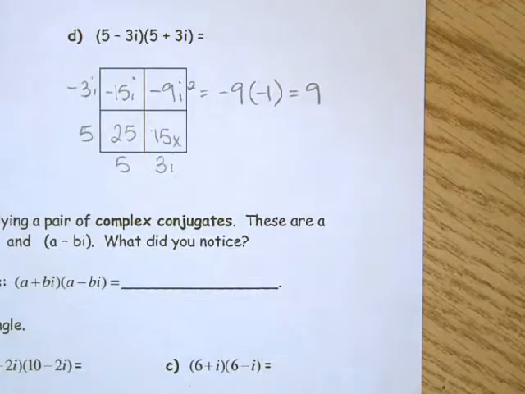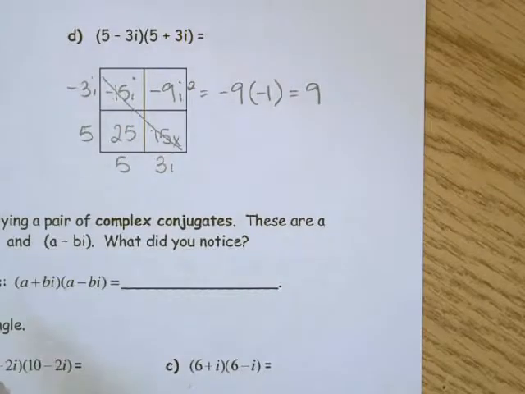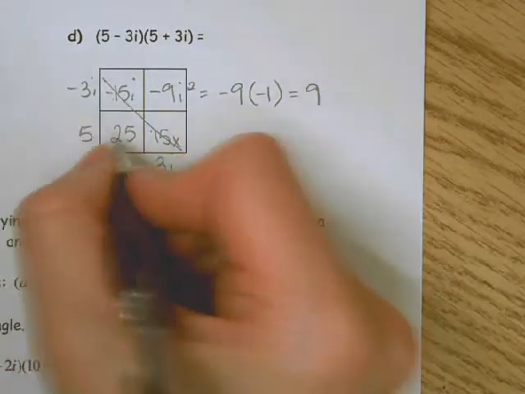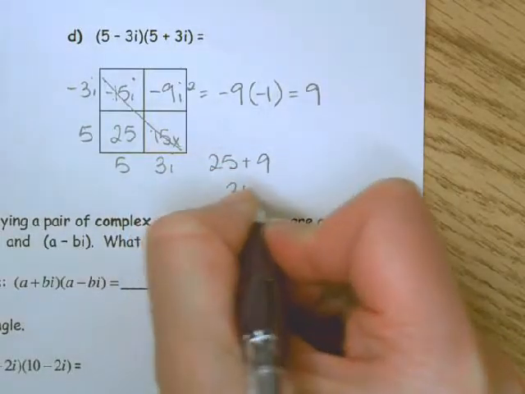Now, what happens to the rest of this? Negative 15i and positive 15i add out to 0. So what we're left with here is 25 plus 9, which gives us 34.